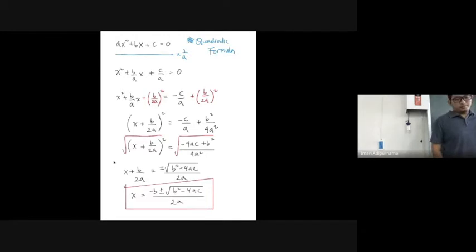Okay. I think I have one more method to factorize. I don't know whether this is suitable for you, but let's check. Okay. So let's try to factorize 4x squared minus 5x minus 6.